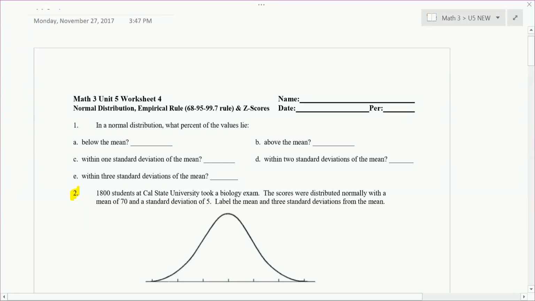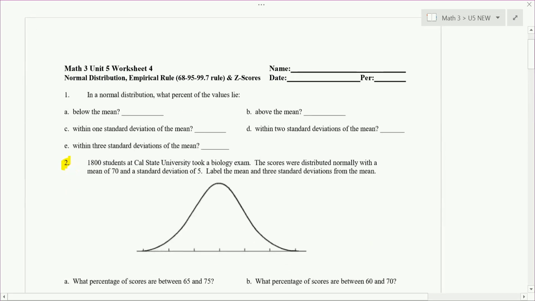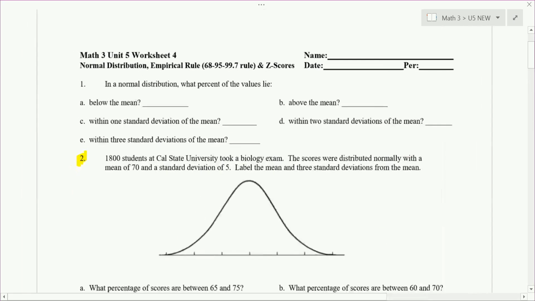I'm going to go over a few problems from the Math 3 Unit 5 Worksheet 4, and we're going to start with number 2. It states that 1,800 students at Cal State University took a biology exam. The scores were distributed normally with a mean of 70 and a standard deviation of 5. Label the mean and 3 standard deviations from the mean.